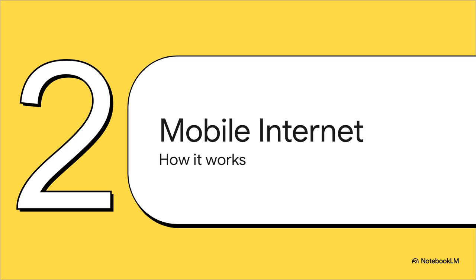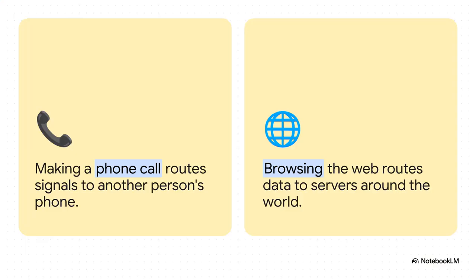Moving right along to Section 2, how mobile internet works. Using the internet on your phone is actually incredibly similar to a voice call. The core technology, converting information and beaming it via radio waves to a cell tower, is exactly the same. The real difference is simply the destination. While a call routes your signal straight to another person's phone, browsing the web routes your data between your phone, those mobile towers, and giant computer servers scattered all over the globe. That routing process is the whole shebang behind how you browse websites, scroll social media, and play online games.